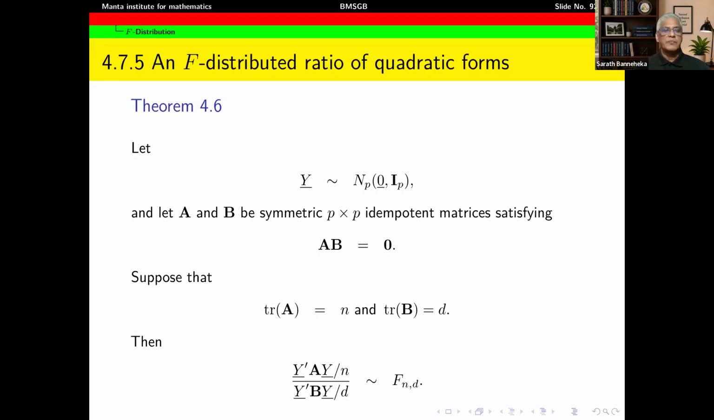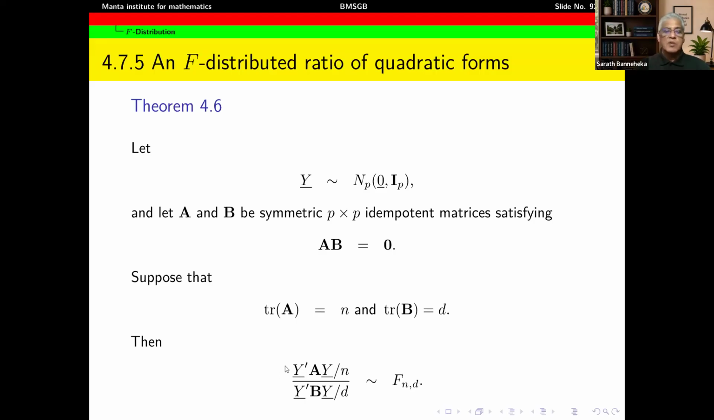identity matrix. And let A and B be symmetric p by p idempotent matrices satisfying A times B equal to 0. And suppose that the trace of A is equal to n and the trace of B is equal to d, some two values. Then, if you look at this ratio, that should have an F n, d distribution.